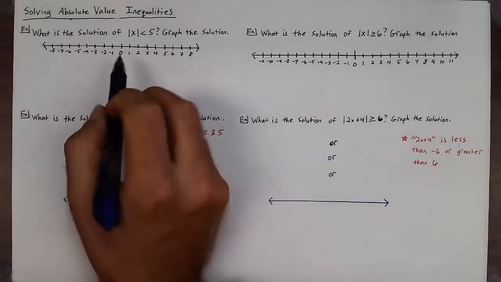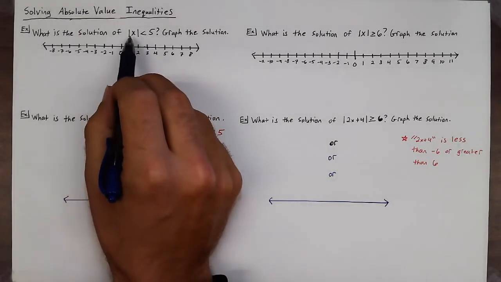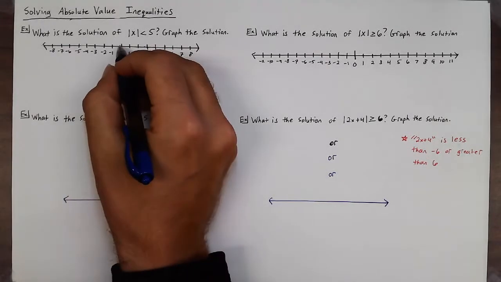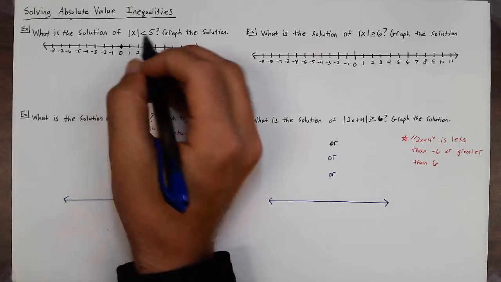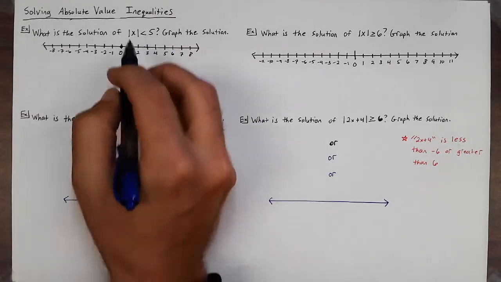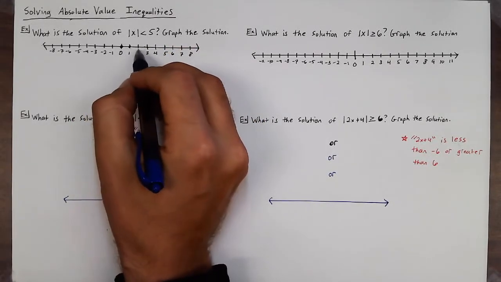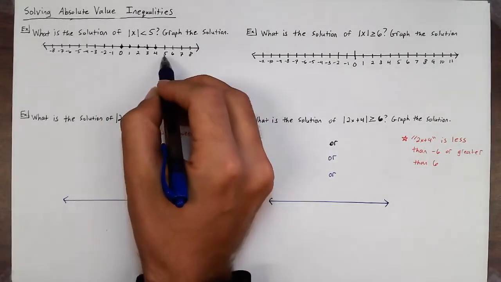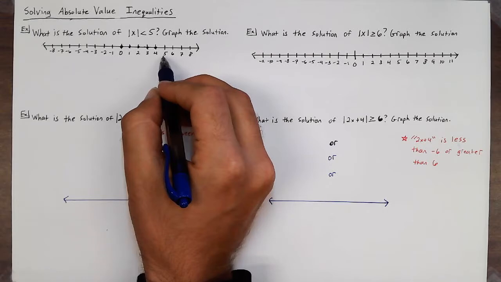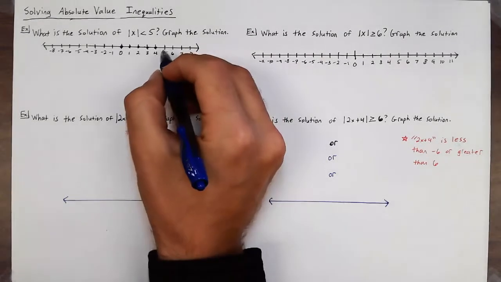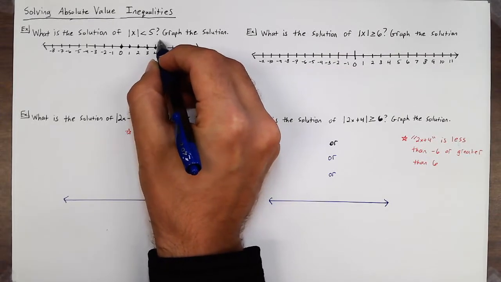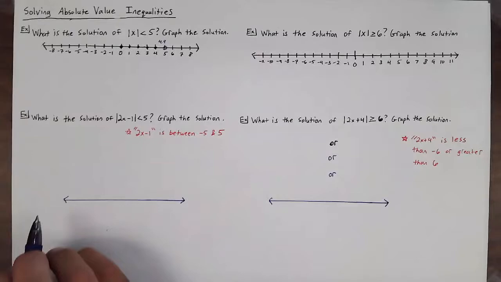Now, obviously, if we plugged in 0, absolute value of 0 is 0, which is less than 5. So we know for sure that 0 will be in the inequality. 1 is also less than 5. 2 is less than 5. 3 is less than 5. 4 is less than 5. But 5 is not quite less than 5 because it's equal to 5. So we cannot include 5. But everything up to 5, for example, 4.9, would also be less than 5.